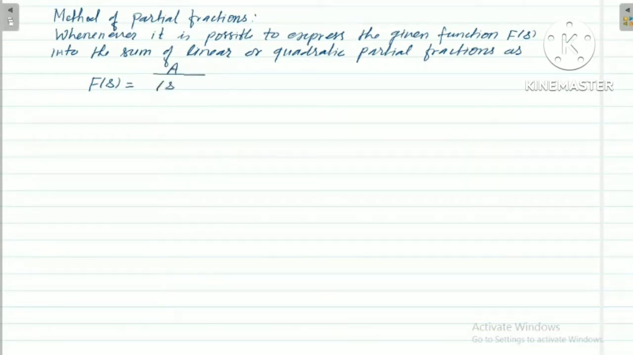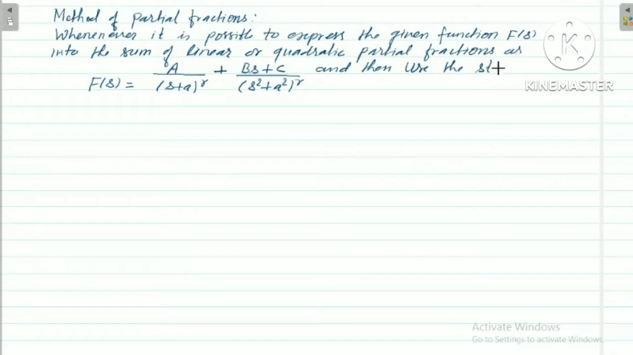a upon (s plus a) raised to r, plus (bs plus c) divided by the quadratic factor, that is, (s square plus a square) raised to r, and then use the standard result to find L inverse. See here how to express the given function into linear and quadratic functions.